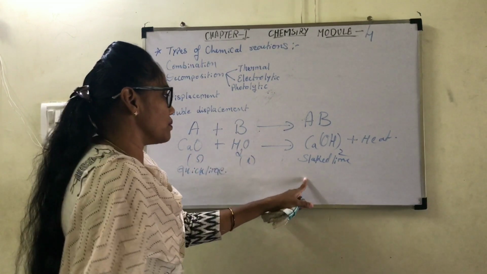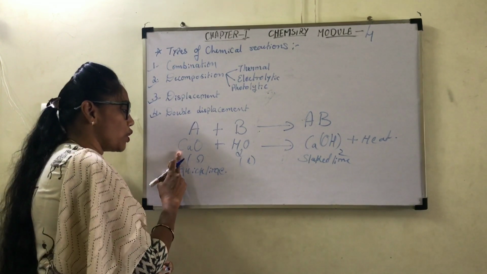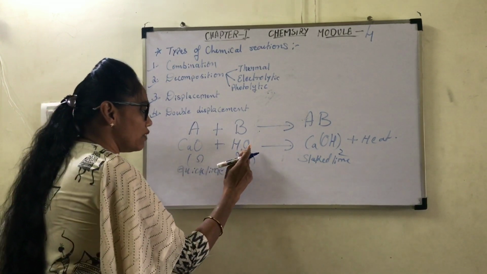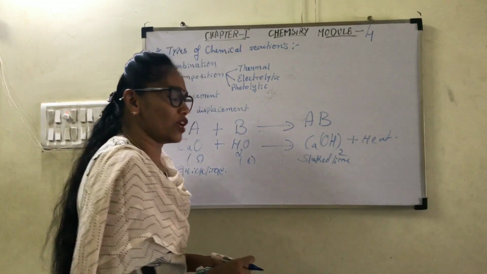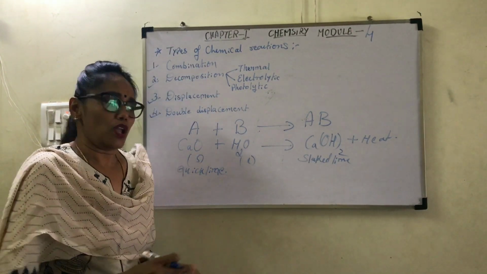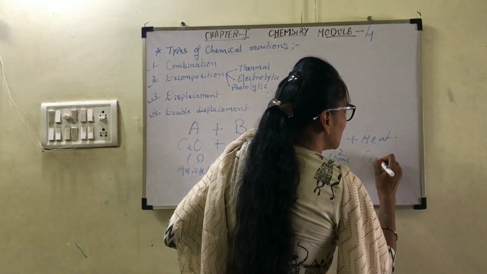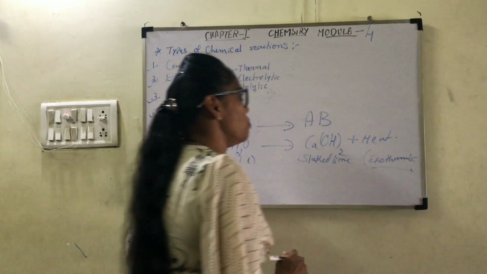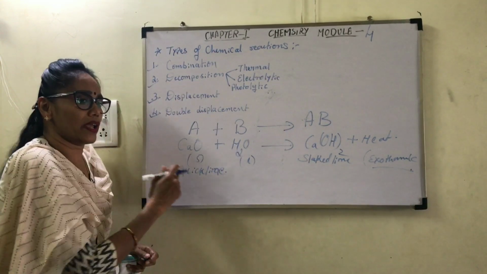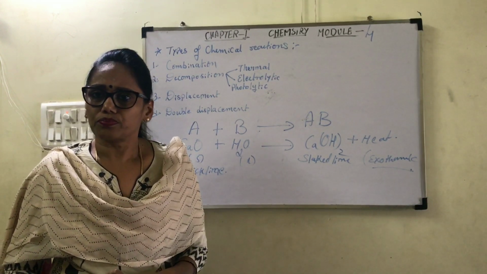Now in this reaction, here there is a compound CaO. Quicklime is combining with another compound H2O to give you slaked lime. It's also a compound. Here an enormous amount of heat is given out. So already we have learned this is an example of an exothermic reaction. Most of the combination reactions are exothermic reactions where heat is given out.